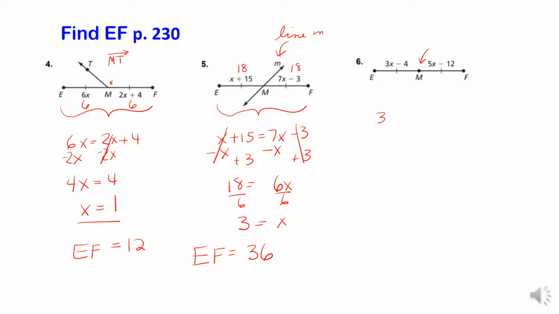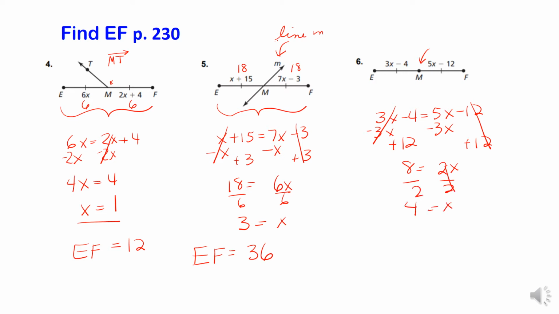Okay, so 3x minus 4 equals 5x minus 12. Subtract 3x to the other side. I always do my variables first so I can keep them positive if I can. So that's 2x. Then I'm going to add 12 to both sides, opposite operations. This is 12 minus 4 equals 8. Divide by 2, and x equals 4.